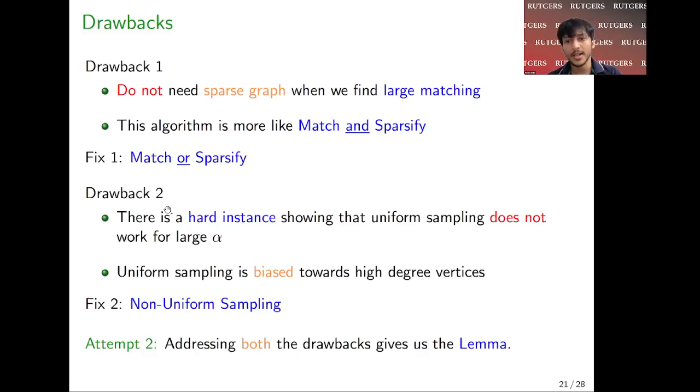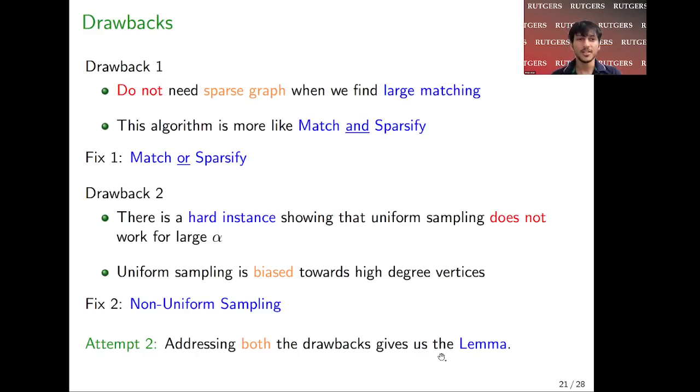The second drawback is that there is a hard instance showing that uniform sampling does not work for large alpha. And roughly the intuition is that uniform sampling is kind of biased towards these high degree vertices, right? And the first fix by itself wouldn't solve the problem. So this drawback needs to be fixed using non-uniform sampling. Great. So now in this attempt, we address both the drawbacks, and just doing these two things gives us the lemma we want. And so match or sparsify is proved, and we're done.